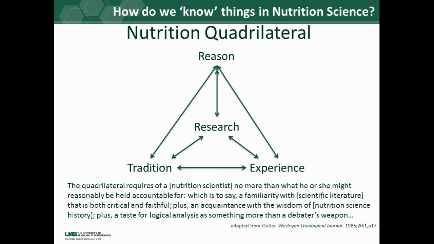And Outler, when talking about the Wesleyan quadrilateral, I've changed, instead of an individual, I put nutrition scientist here instead, but the quadrilateral requires of a nutrition scientist no more than what he or she might reasonably be held accountable for, which is to say a familiarity with scientific literature that is both critical and faithful. So again, we bring in the idea of being critical but not dismissive, plus an acquaintance with the wisdom of nutrition science history, plus a taste for logical analysis as something more than a debater's weapon. So I wanted to frame things in terms of really trying to consider how we make decisions about what is and is not true in nutrition science.